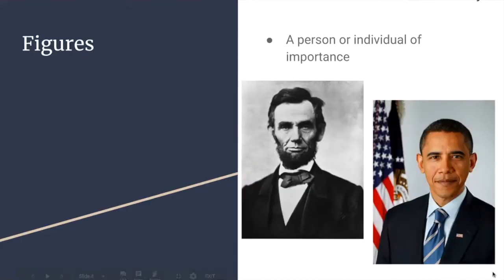And figures are a person or an individual of importance. And so if we can think of some figures, one would be Abraham Lincoln. He's a pretty important president. And then also another important person for the United States, a national figure, would be Barack Obama. He was the first African-American president. And Abraham Lincoln, like we talked about just a little bit ago, he was the president that is credited with ending slavery.